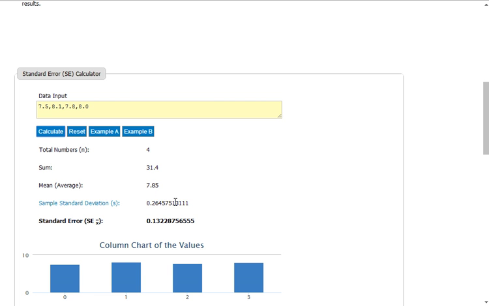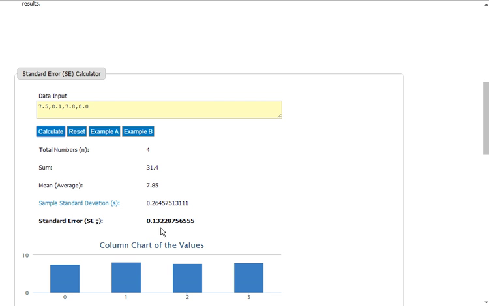Your standard deviation, it's a useful number, but we're actually not going to use it. The standard error is what we want. And let's say maybe go to like 2 decimal places for this graph. So we'll call it 7.85 for the mean. The standard deviation is 0.26 and the standard error is 0.13.